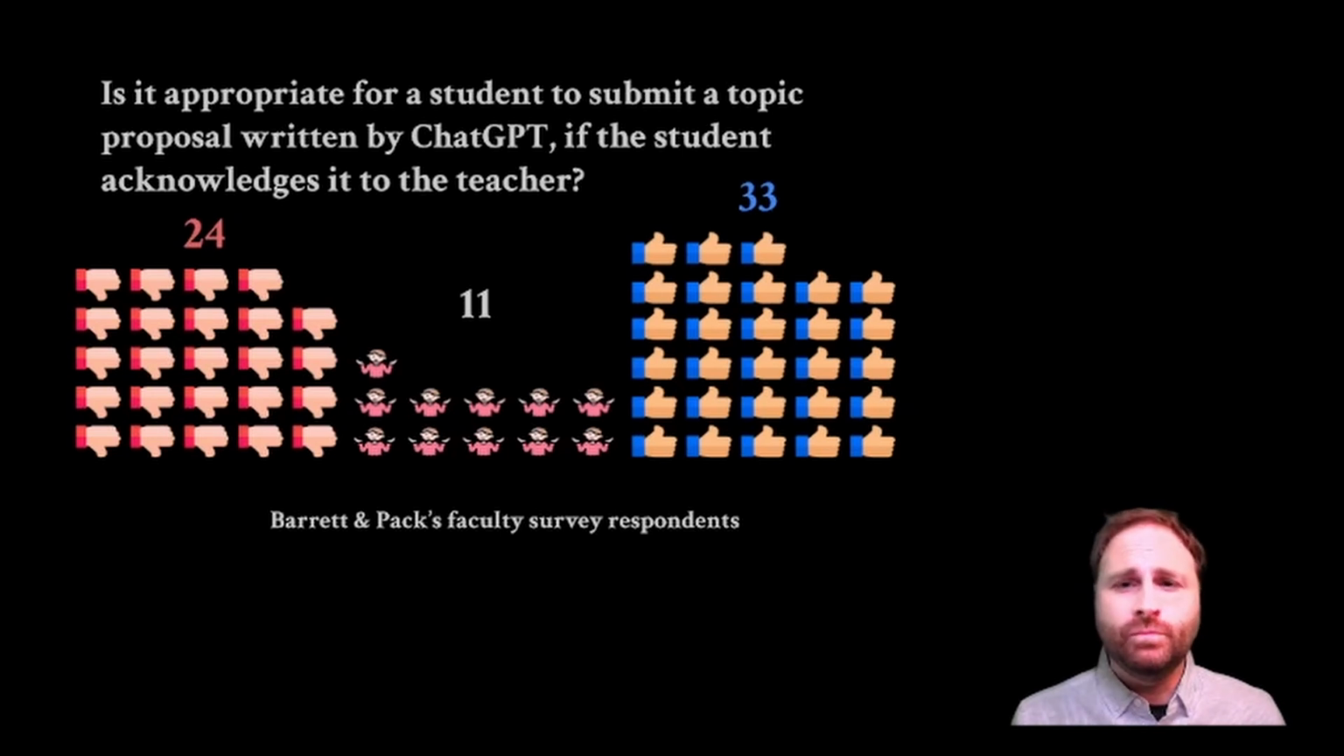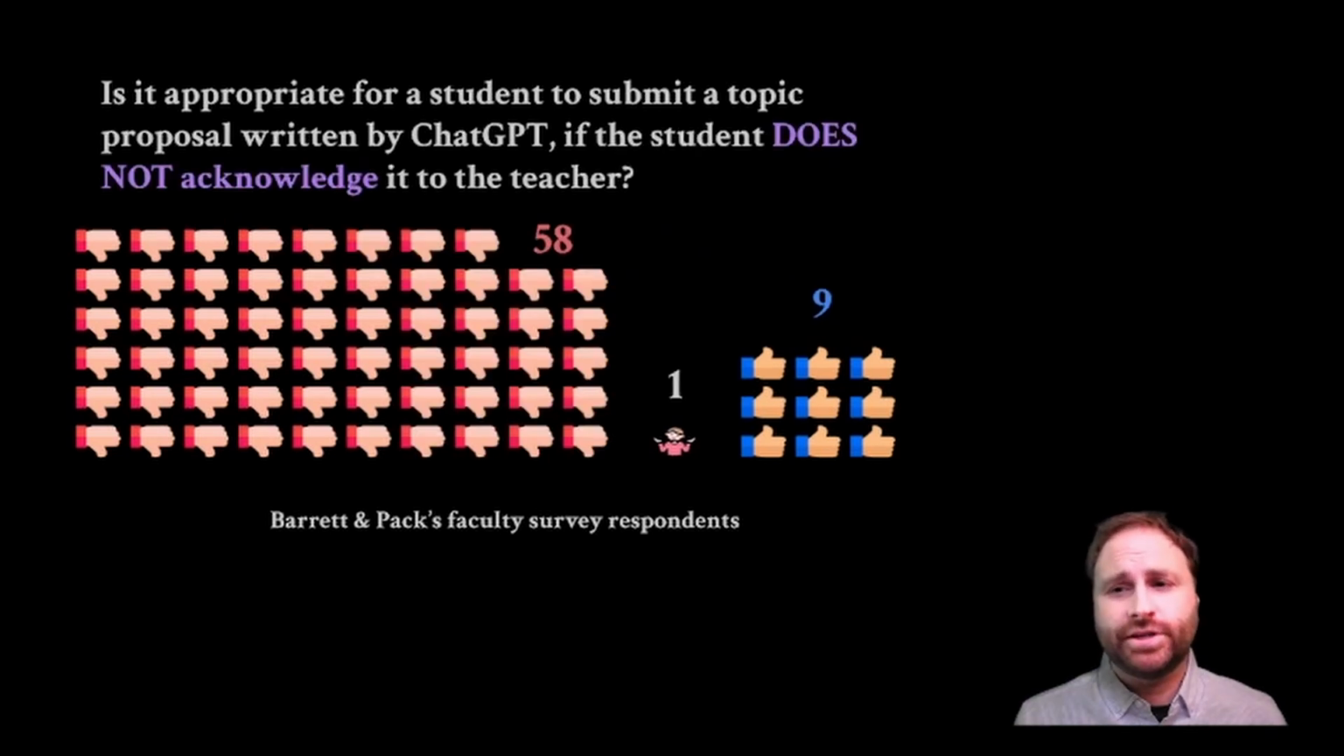What if a student wanted to hand in what ChatGPT wrote to their teacher? For example, let's imagine that their teacher required a written topic proposal before the student could begin doing their research. There's no clear consensus among the survey takers about whether this is appropriate. But many of the teachers agreed that it would be acceptable for the student to submit this proposed topic if the student disclosed their use of an AI text generator.